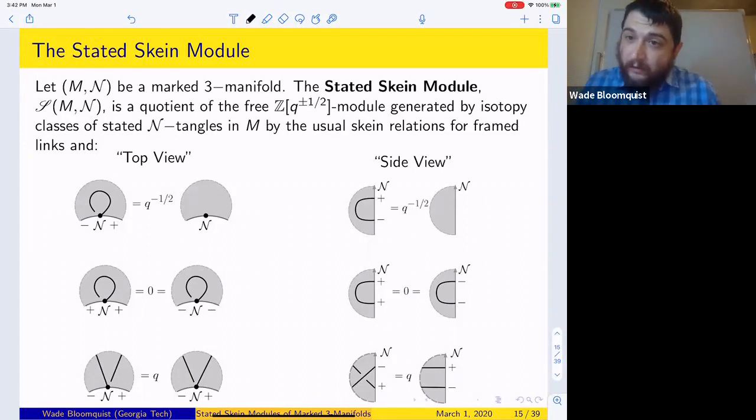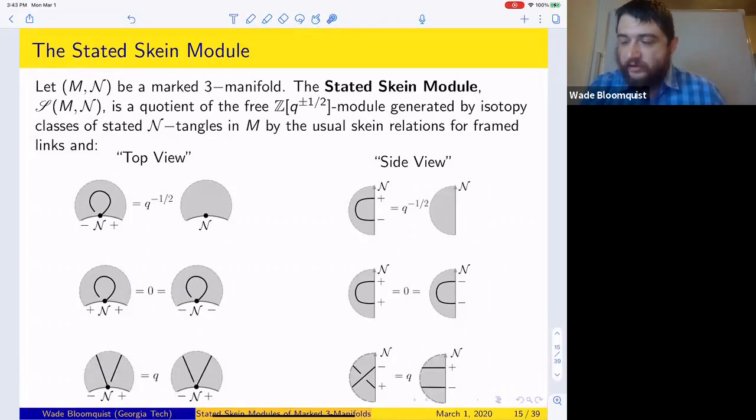The one is a top view where you've projected down and you're looking at your marking kind of coming out of the page on the left. And the same picture is given on the right as a side view. So you can see on the left top here, we have a tangle that meets a boundary marking and then comes back with a plus above a minus on that boundary marking. And this evaluates to a constant times the empty tangle. This is like popping a half bubble, so to speak.